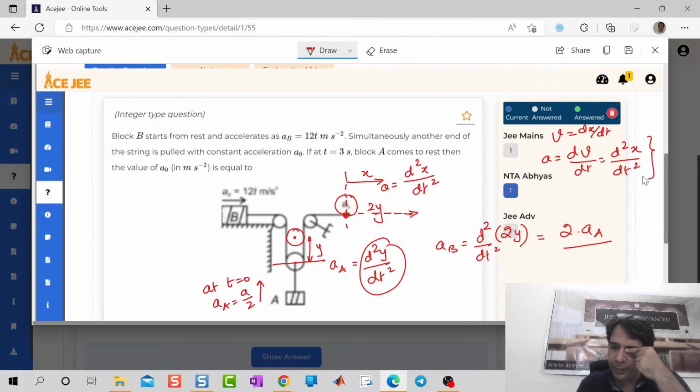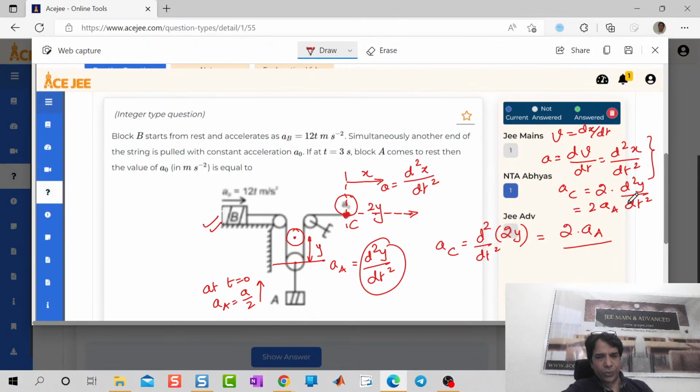Okay. So this is the acceleration of A, this is B, I'm going to call this C, not B. Sorry, I used the alphabet B. B actually refers to this one. I'm talking about this end of the rope. So what is the acceleration of C then? If you were to replace x by 2y, you will get 2 times d2y by dt2, which means the acceleration is 2 times the acceleration of mass A at time t equals 0. Yes, beta? Okay.